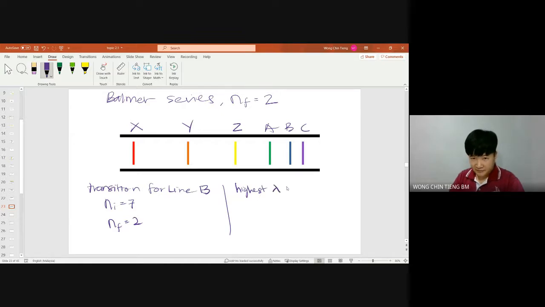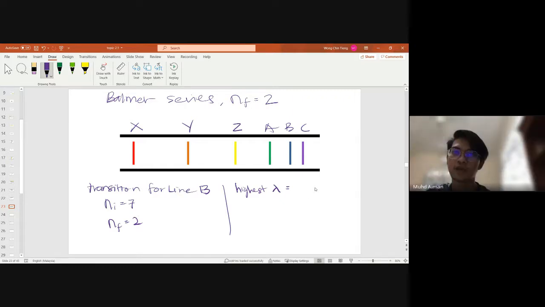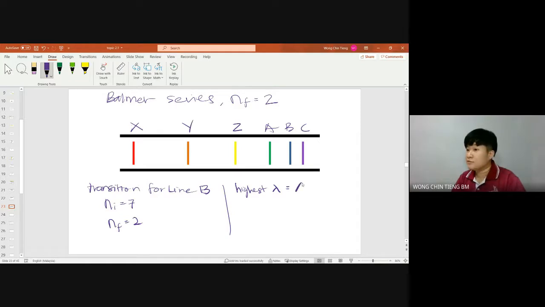Okay. Saya nak line that have the highest wavelength. X. Kelas 7. Saya nak line that have the lowest frequency. X. And I want the line that have the highest delta E, the highest energy changes. Go.